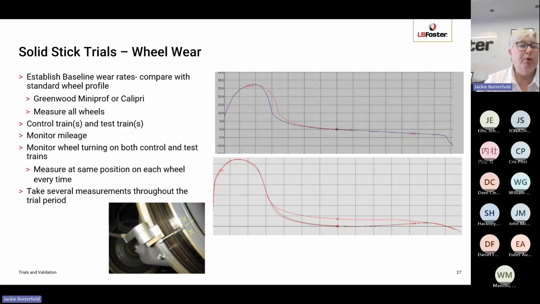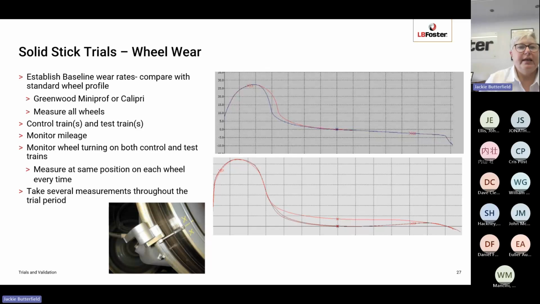Final onboard equipment trials, so solid stick trials, a couple of different trials. The first is wheel wear. So you can trial the solid stick systems and plot the wheel wear over time against the baseline wear that you have without the friction management. So establish the baseline wear rates and compare that with the standard wheel profile. So again, a MiniProf or a calipri can be used to measure the wheel profiles and compared against the standard wheel profile of the new wheel.